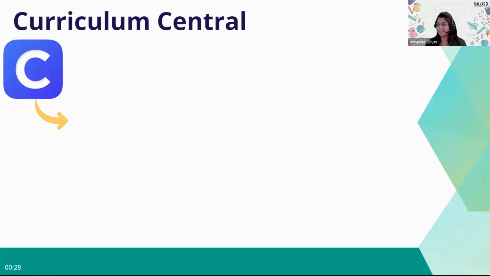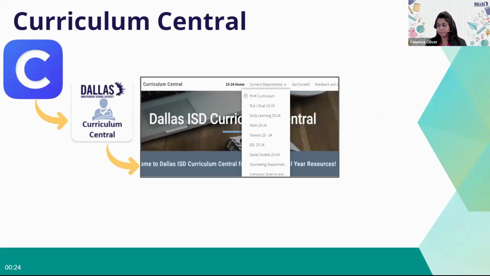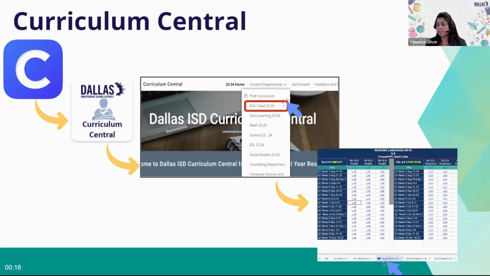Curriculum Central. Then you're going to hover over content departments. Scroll to RLA Dual 2324. And then once the spreadsheet opens up, at the very bottom, there are tabs, and you'll select 2324 RLA 6 through 8. Okay, so this is just a refresher on how to access your IPCs. Okay, and then you'll select your grade level, and it's week by week.